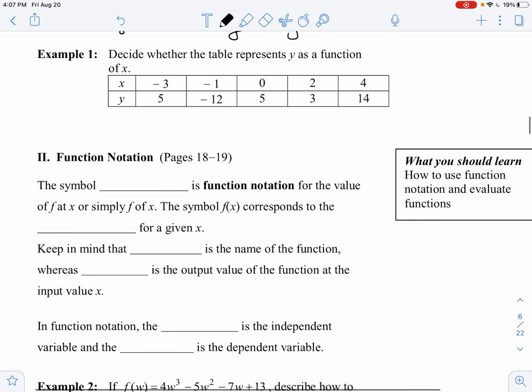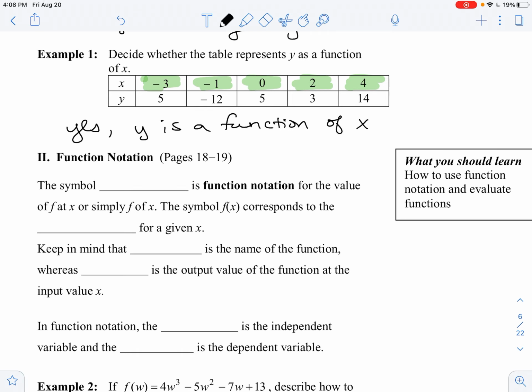So now that we see all those different ways functions can be written, let's look at this example of a table to see if it is a function. Again, remember how to look for a function? We said before, look at the values of x. Are these repeating any values? Here, I don't see any repeating values, so we say yes, y is a function of x because x doesn't repeat.